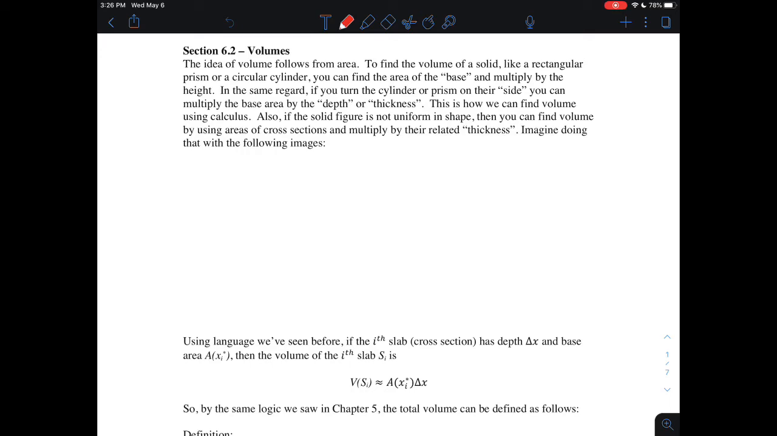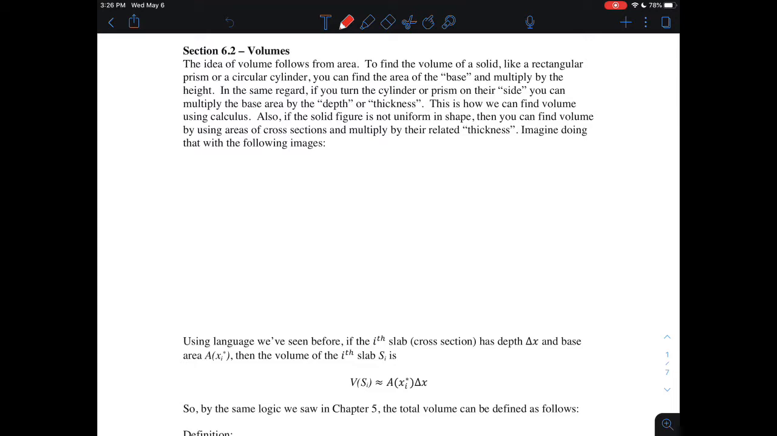Section 6.2, volumes. This is actually one of two sections where we will be looking at volumes. In this first section, there are two methods for how we will find volumes, and then in the next section, there will be a third method that we'll see from that. The idea of volume follows from what we've learned about area.